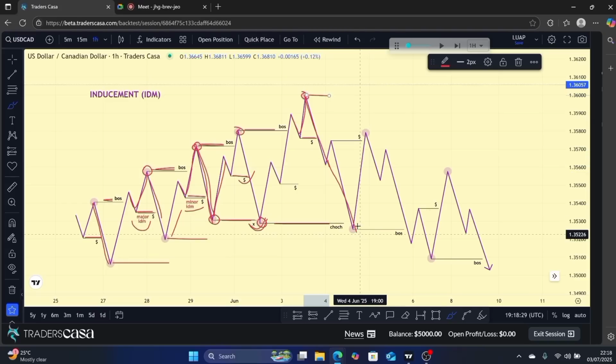This one is a confirmed swing point because you can see price retraced back for internal range liquidity. The internal range liquidity in our case here is the minor inducement. Why minor inducement? It was formed before the change of character. Very, very important. So price here swept the minor inducement exactly right there.